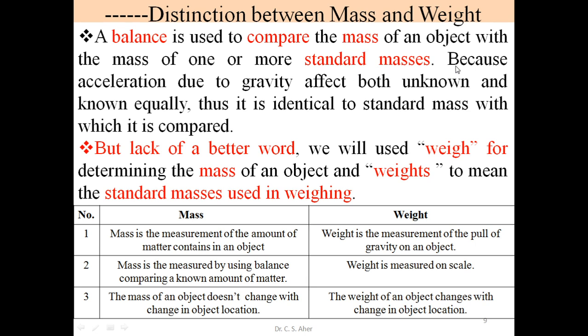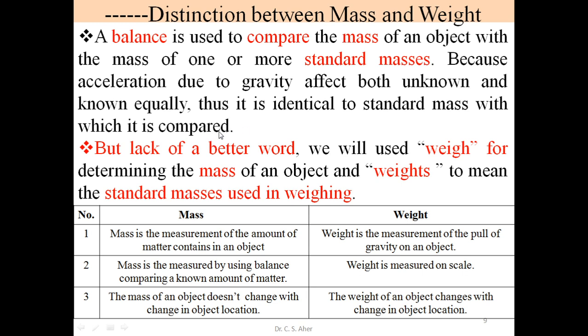At that time, acceleration due to gravity acts on both. It acts on the object, the mass of the object, as well as on the standard masses present in the other compartment of the balance. Thus gravity acts equally on both, and its effect is not considered in this comparison. So the mass of the object is identical to the standard mass with which it is compared.